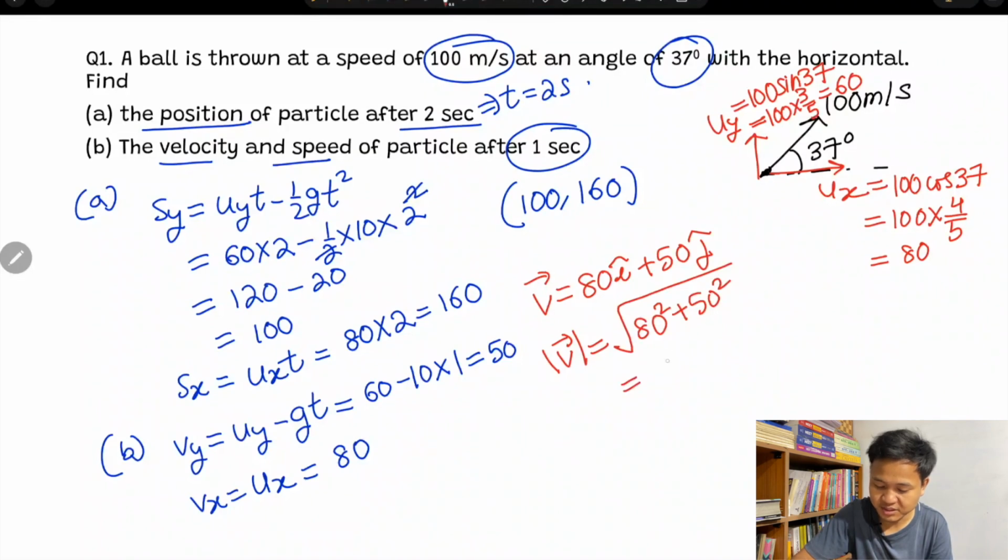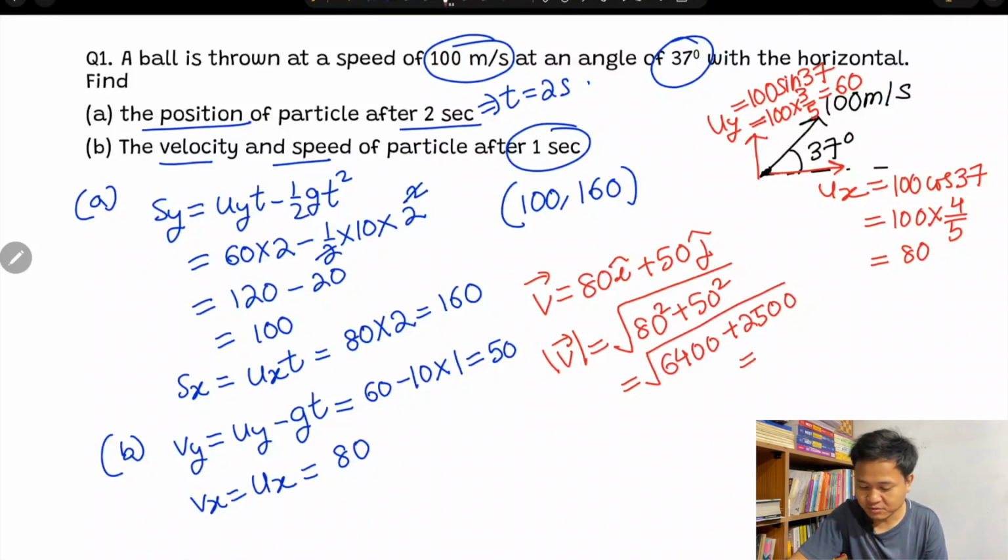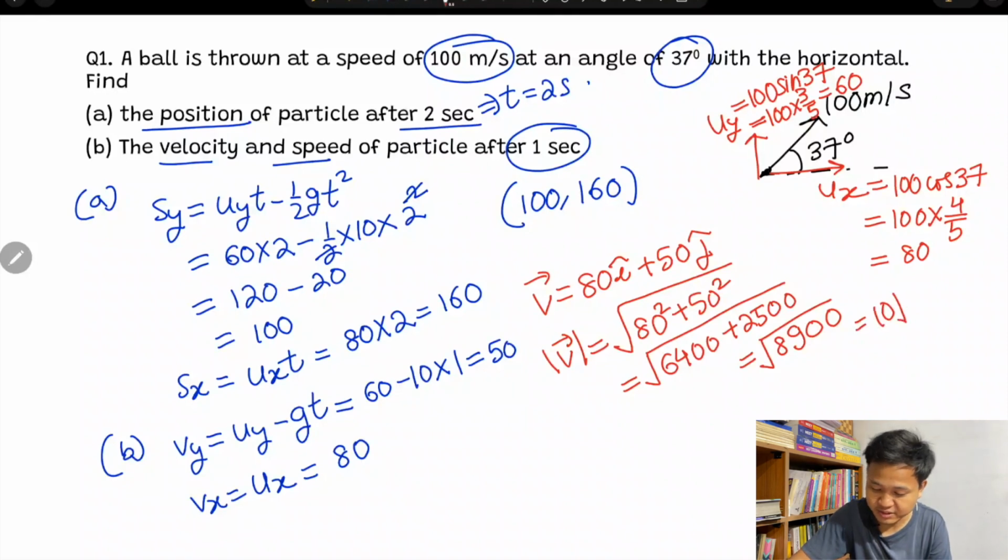Okay, so how much is this? 8 square is 64 plus 5 square is 25. Solve the answer and put them. So 6 4 plus 2 5 gives 89, and 89 into 100 is 8900. Okay, so I can simply write 0 0 and take it out, that means 10 square. So 10 root 89 meter per second. So this is the speed.